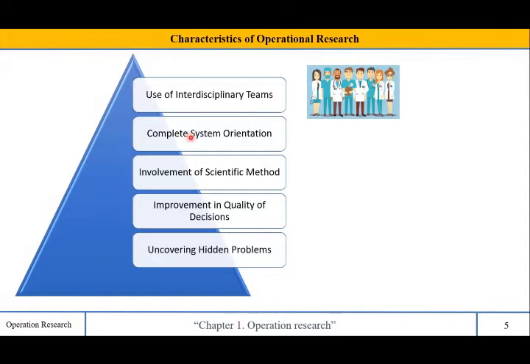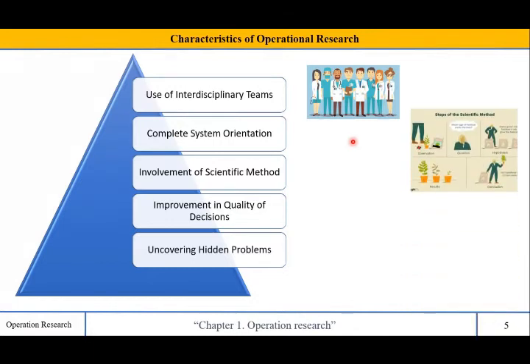Complete system orientation means that operational research provides a complete orientation. That means it does not provide a device only in one place. For example, if we are talking about a transportation or assignment model, they will provide a complete system orientation. They will not give ideas halfway. So it is a complete system orientation.